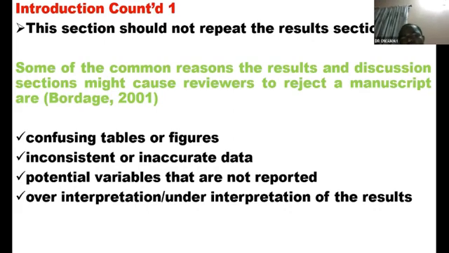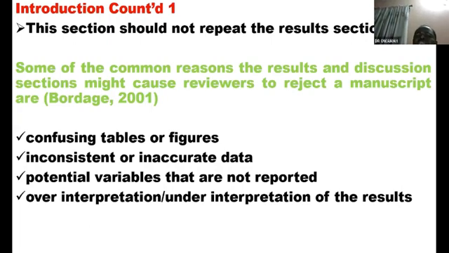Some of the common reasons the results and discussion sections might cause reviewers to reject a manuscript are, one, confusing tables and figures. The rows of your table are not well labeled. The columns are not well labeled. They are so confusing. The results are neither ascending nor descending, and the normal kind of result for that experiment is either ascending or descending. The result is not following any pattern. The figures are not smooth, are not well drawn. You have juxtaposed it: the X-axis has become the Y-axis, and the Y-axis has become the X-axis. They are not even clear, not properly labeled. You do not even know how to label your tables and your figures.